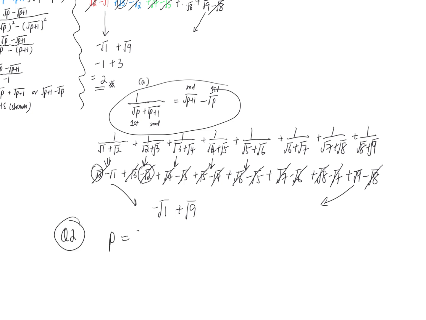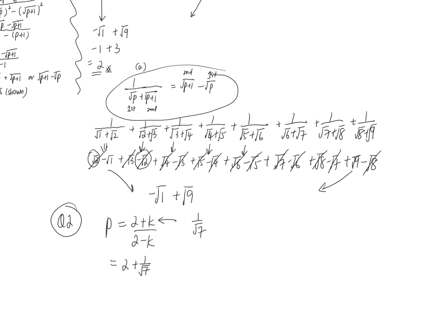Okay, P is 2 plus K over 2 minus K. They say find P. And they tell me that K is 1 over root 7. So I'm going to plug in 1 over root 7. Okay, this one looks very scary. You can actually rewrite it like this first. You can change it to this first.